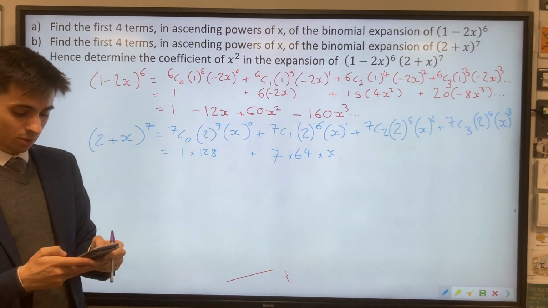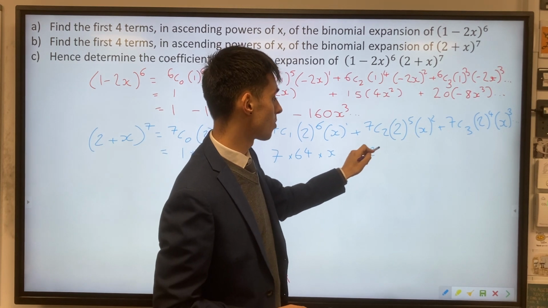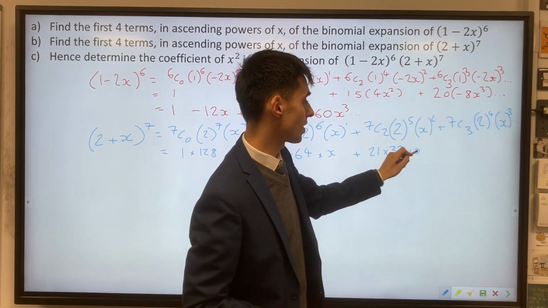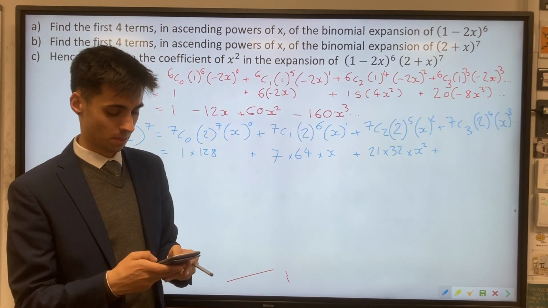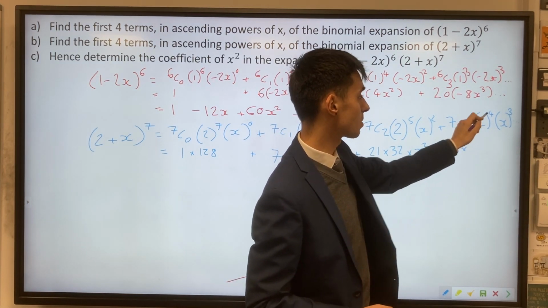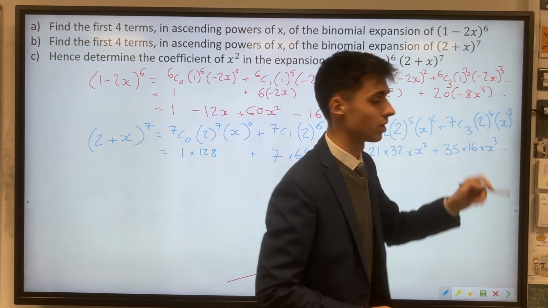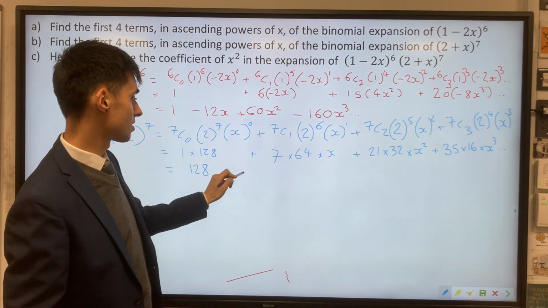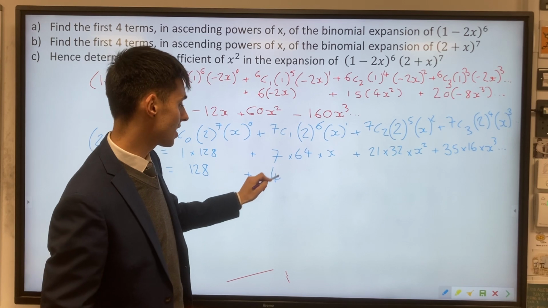7 choose 2, I'll do on my calculator, is 21. So we've got 21, 2 to the power of 5 is 32, and then we've got an x squared. And 7 choose 3 is 35. So we've got 35 times 2 to the power of 4 is 16, times an x cubed. So again, we can simplify. We've got 128 plus 7 times 64 is 448.